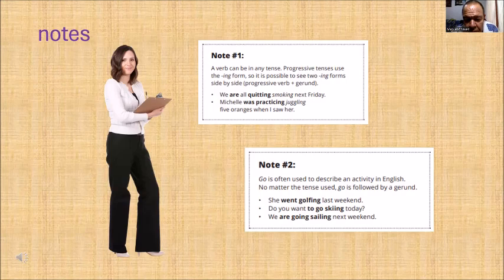Note 2. Go is often used to describe an activity in English. No matter the tense used, go is followed by a gerund. For example, she went golfing last weekend. Do you want to go skiing today? We are going sailing next weekend.